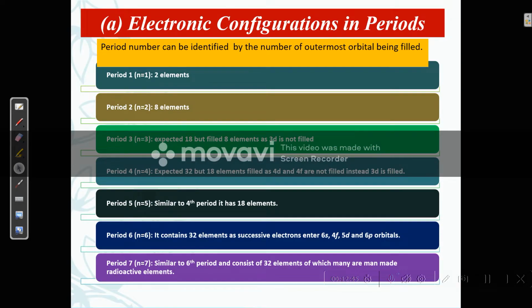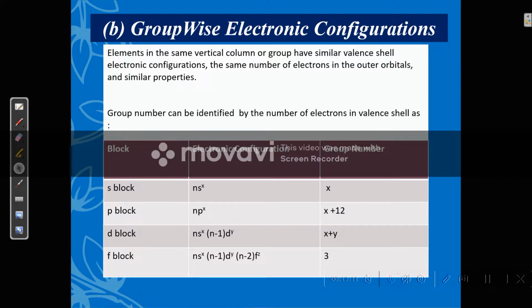Okay, I will show in the next slide. This is also one very important concept: electronic configuration in periods. The period number can be identified from the atom. If the question asks what the position of this element in the periodic table is, then you have to find out which period and which group the element belongs to. We will see that one also.